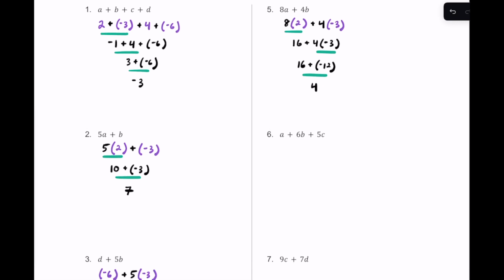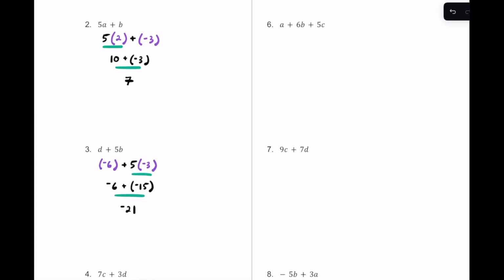Here is number 6. For number 6, we have a plus 6b plus 5c. So a's value is going to be 2. Let's go ahead and substitute a +2 in here. I'm just going to write the 2. You don't need parentheses. Unless you want to write it, that's fine. Then we have 6 multiplied by b. Now b is -3, so let's go ahead and substitute -3 in. Plus we have 5 multiplied by c, so it's going to be 5 times c, which is equal to +4.